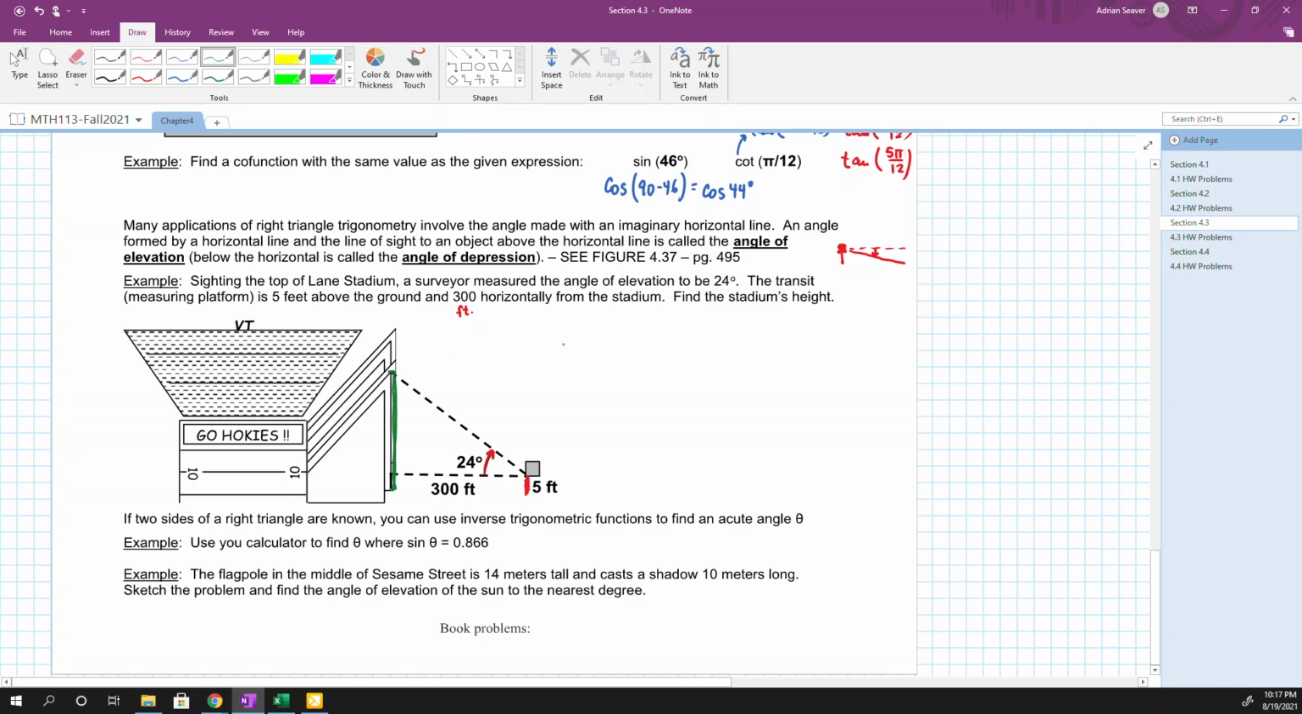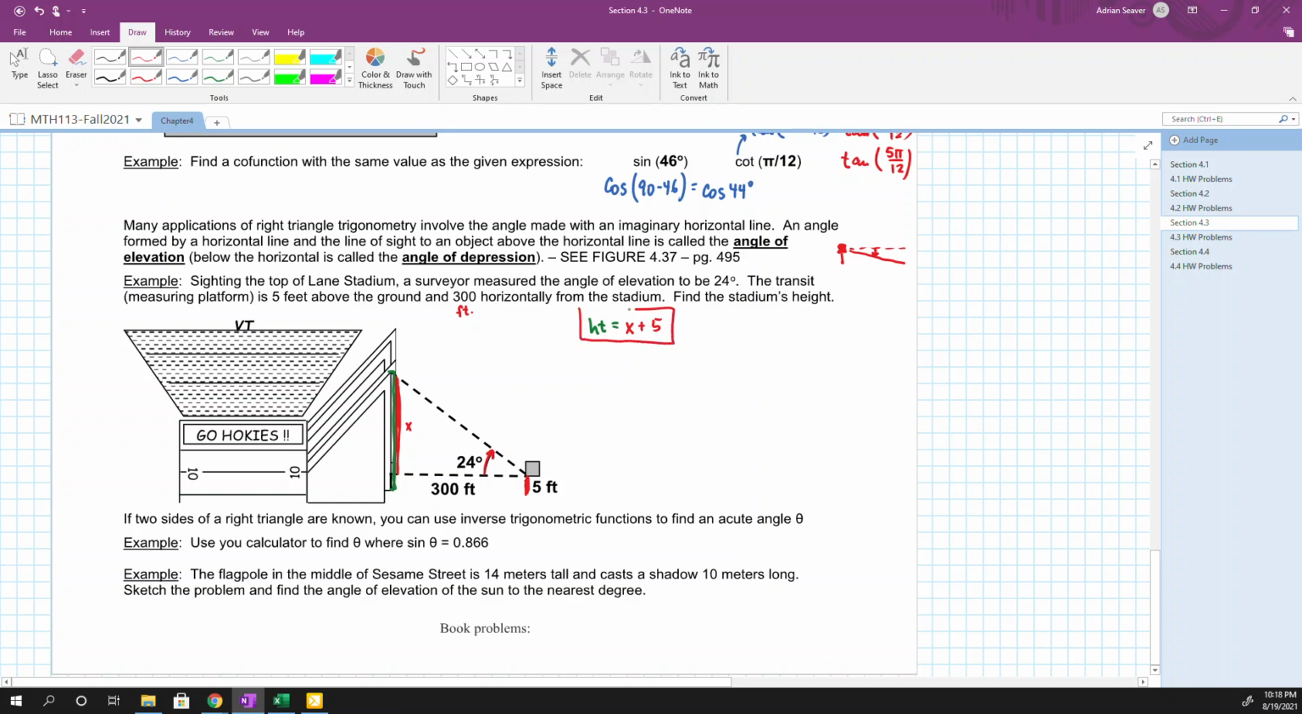That's what I want to find. Now, notice that my height is not necessarily exactly based on this triangle. If you look at this triangle, I can find that length. We'll call that red part x. So my height is going to be that length plus that 5 feet, which is how high this surveying station is. So x plus 5. I'll come back to that.